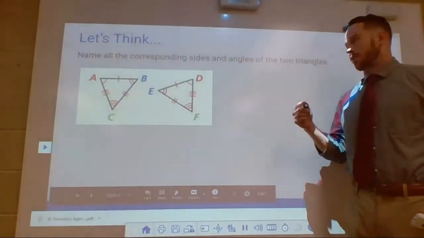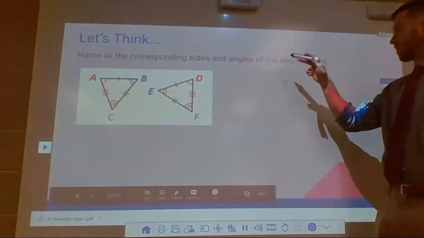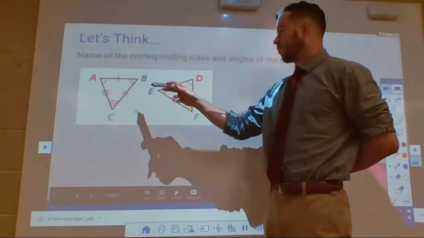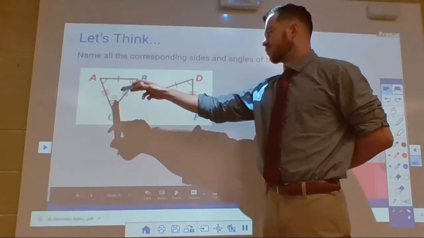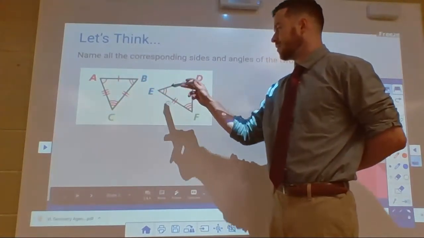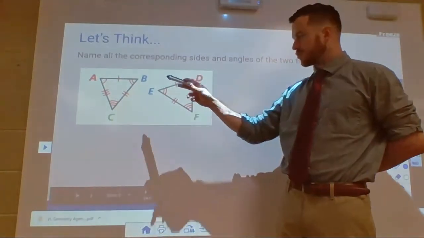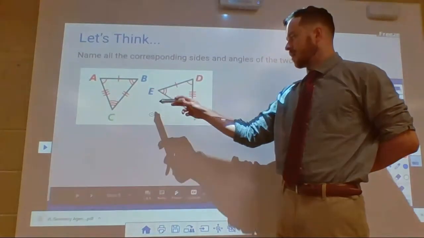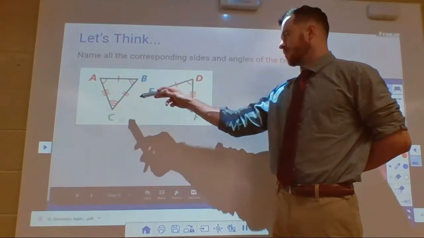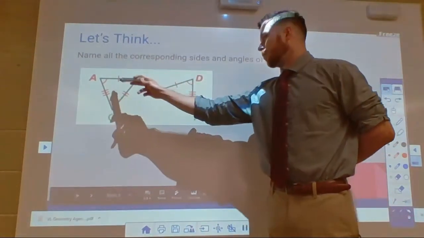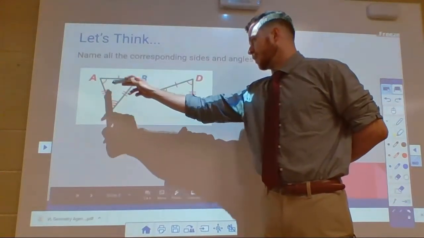Now let's think about this problem. We want to name all the corresponding sides and angles of the two triangles. Alright, so first of all, we can see that if we just rotate triangle ABC a little bit and then we can reflect it. So visualize that with me. We can rotate and then reflect triangle ABC for it to perfectly match onto triangle DEF. So we can also look at the congruent angles.